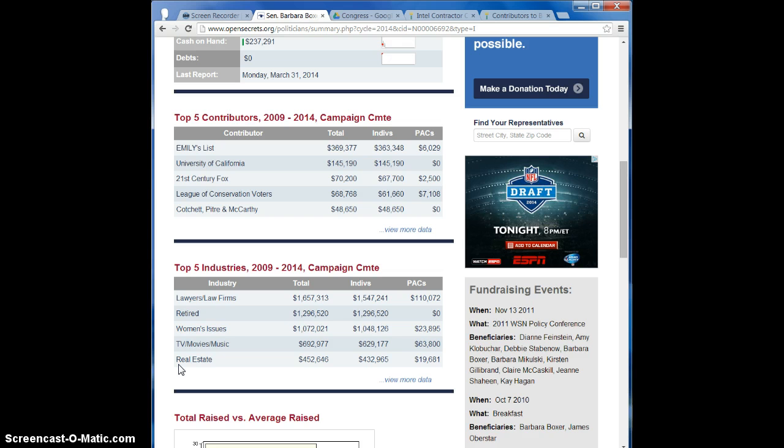I know she's from California, so it's not shocking to see the University of California. California is the land of entertainment, so I see 21st Century Fox. That makes sense. The League of Conservation Voters also makes sense. She's a Democrat. Democrats tend to be on the conservation side of things, and California is a land with a lot of national parks, so this makes sense. And many down here too, women's issues, right? As a woman senator and Democratic senator, this is in line with what I would expect.